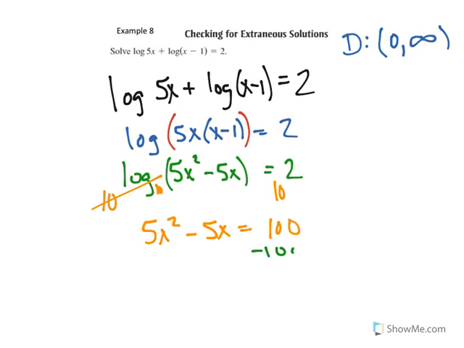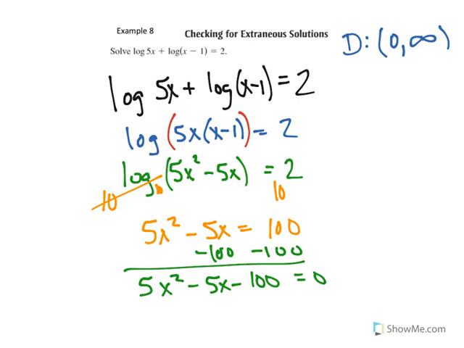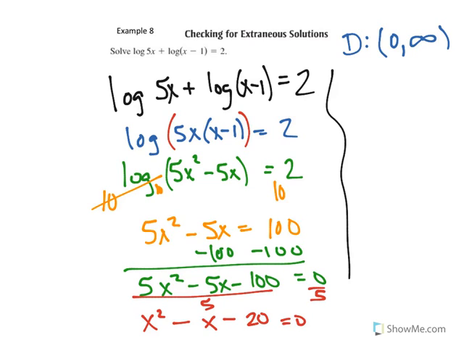Move the 100 over, and I get 5x squared minus 5x minus 100 equals 0. Factor out a 5, or divide everything by 5, and I'm left with x squared minus x minus 20 equals 0. So now when I come over here and actually solve it, when I factor that, I get x minus 5, x plus 4 equals 0.